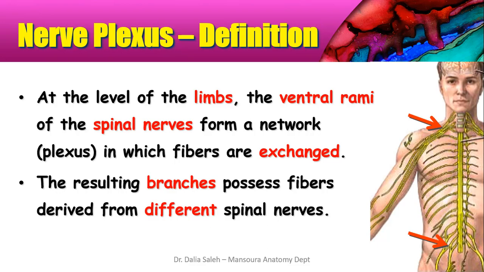So at the root of the upper limb we have the brachial plexus, while at the root of the lower limb we have the lumbosacral plexus. So from the brachial plexus all the nerves supplying the upper limb will arise, while from the lumbosacral plexus all the nerves that will supply the lower limb will arise.